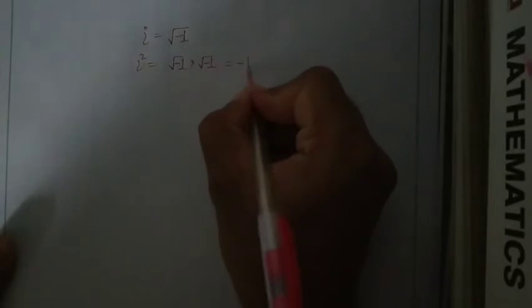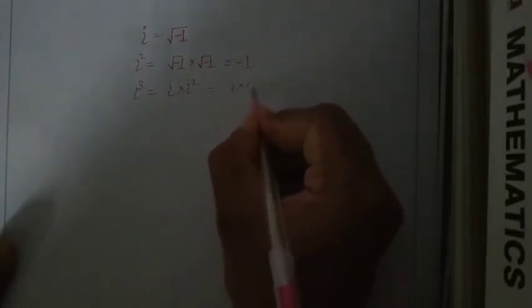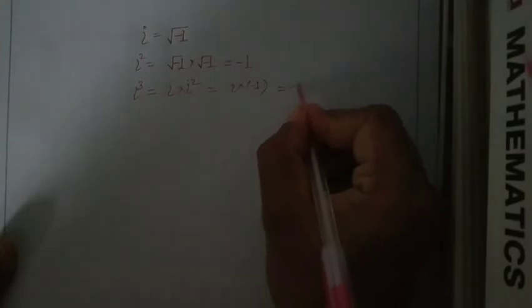We have seen that the value of i numerically is under root minus 1. Now let us see what i square is. i square is going to be under root minus 1 into under root minus 1, which gives you minus 1, because we know that root 2 into root 2 becomes 2, so similarly root minus 1 into root minus 1 will be minus 1. And what will be i cube? i cube can be written as i into i square. The i square value we have just calculated is minus 1, so it will be simply i into minus 1, which gives you minus i.